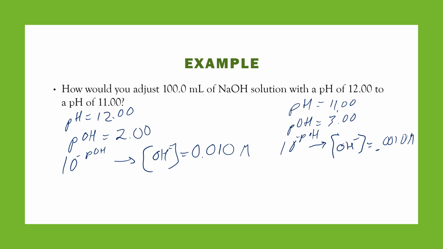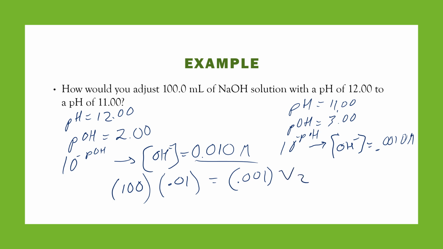So I have 100 milliliters of the NaOH to begin with, and its original concentration is 0.01. I'm just abbreviating here for the calculation. I want to know what is the new volume when the concentration needs to be 0.001. And when I solve for V2, I get 1,000 milliliters as my total volume.